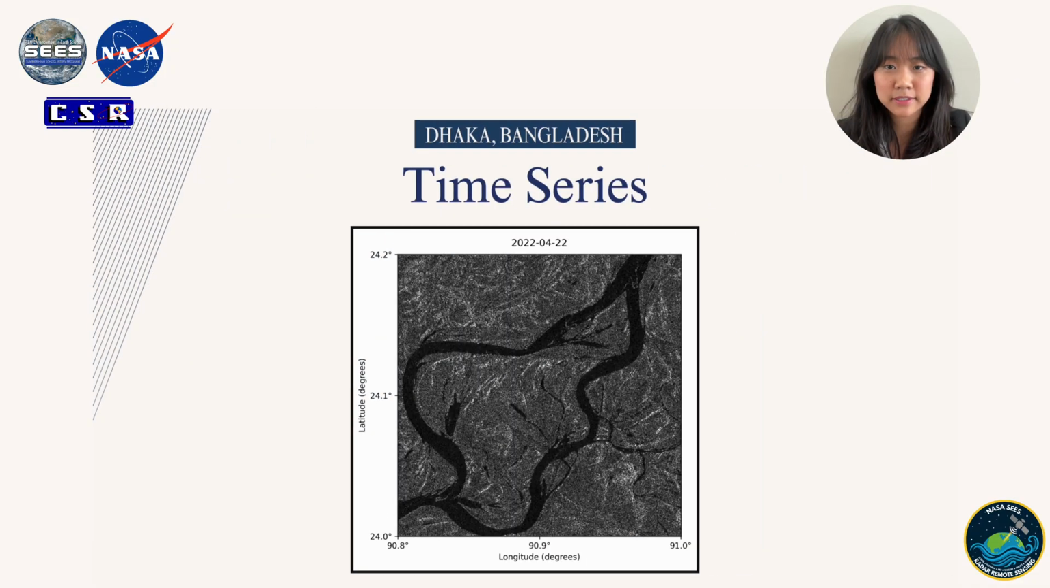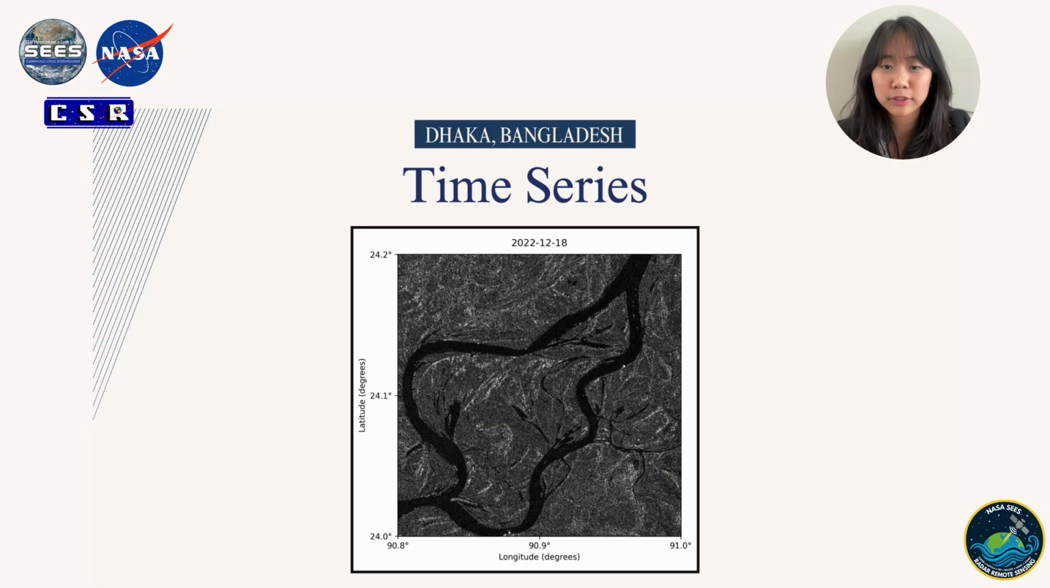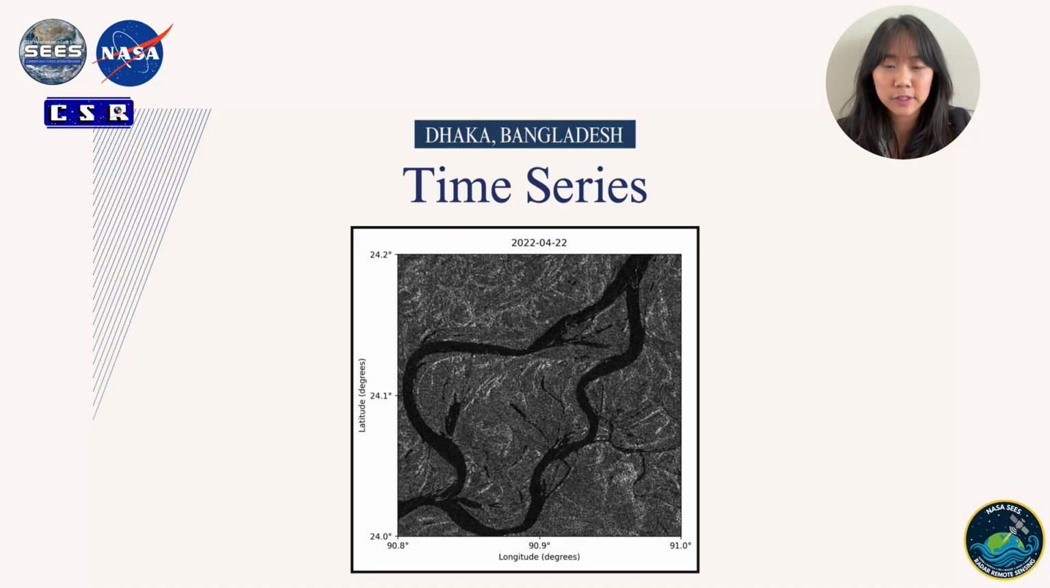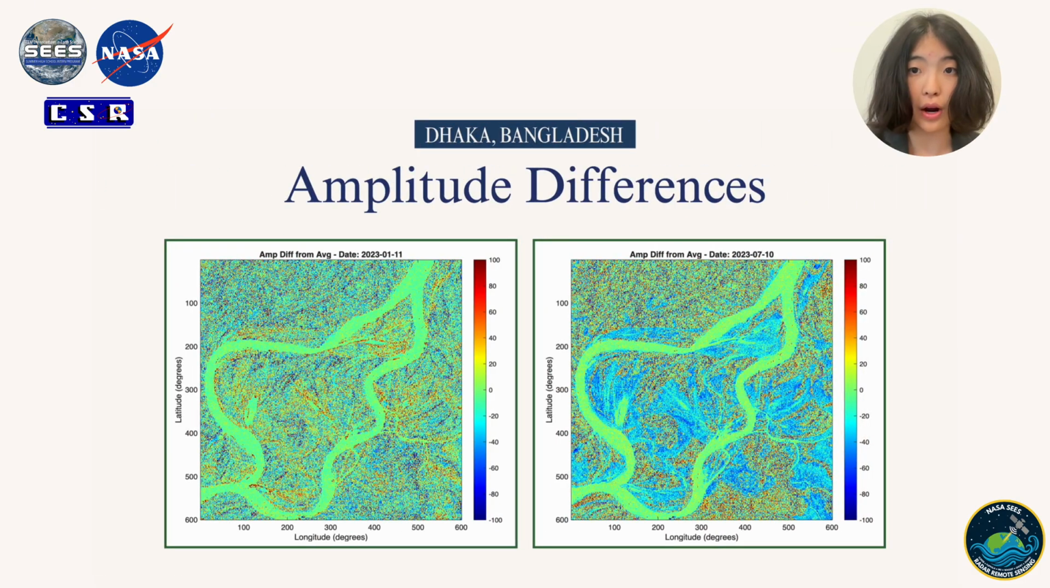This time series animation of Dhaka shows flooding over time, where darker areas indicate increased surface water. Around June and July, the peak of the monsoon season, you can clearly see flooding intensify, confirming that the SAR data captures seasonal flood patterns accurately. These two images show how radar backscatter amplitude on specific dates differs from the long-term average. On the left, January 11th shows relatively minor deviations, indicating pretty stable surface conditions. On the right, July 10th shows a much stronger variation, especially in blue areas where amplitude drops below average, and this suggests widespread surface changes from the seasonal flooding.